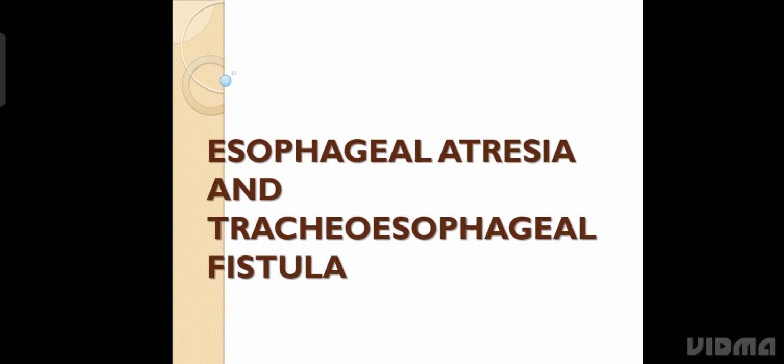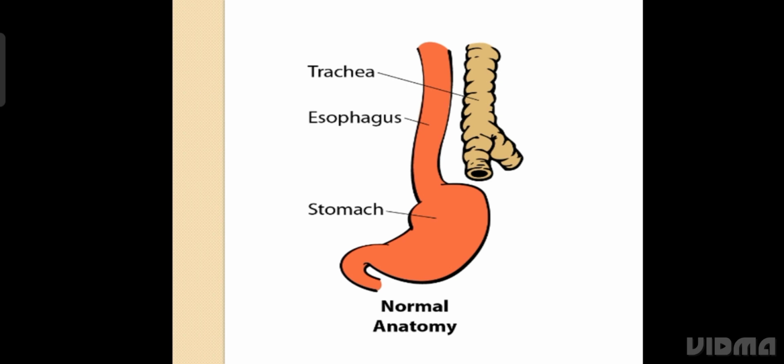Today we are going to learn about the congenital abnormality, that is esophageal atresia and tracheoesophageal fistula. So we will see first the normal anatomy. Trachea and esophagus both are independent from each other. The trachea is known as the windpipe and the esophagus is known as the foodpipe. The esophagus is connected with the stomach, and its primary function is to transport the food from the mouth to the stomach. The trachea is a part of the respiratory system and the esophagus is part of the digestive system.